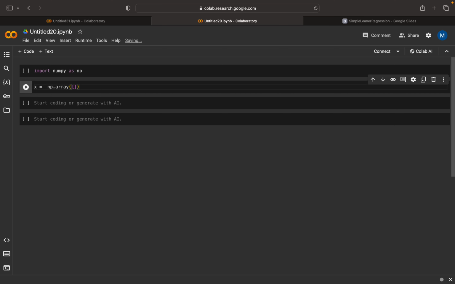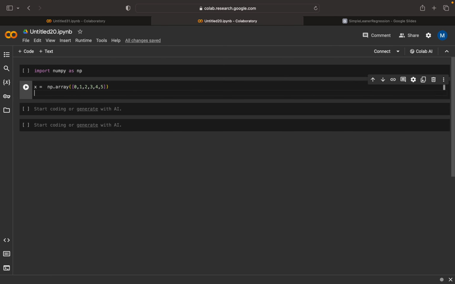The same values I can give: 0, 1, 2, 3, 4, 5. And what is the value for y? Y we can have as np.array, and the values will be 1, 3, 2, 5, and 4. So this is my x and y.